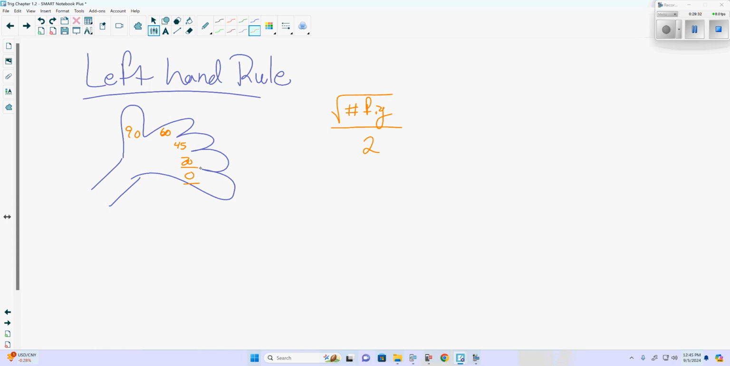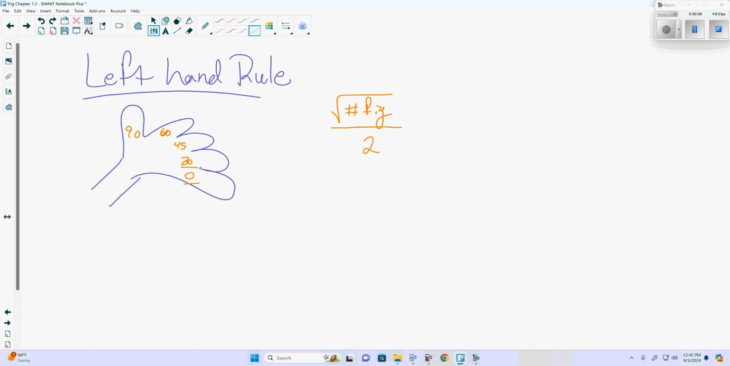If we look at 30 degrees, we have 3 fingers above that, yes? So it'd be square root of 3, that doesn't reduce, over 2. Cosine's value at 30 degrees is the square root of 3 over 2. Below, what's the square root of 1? Over 2, which is 1/2, which we have, yes? Our middle finger is the 45. We have 2 above, 2 below. So they'd be square root of 2 over 2, square root of 2 over 2.